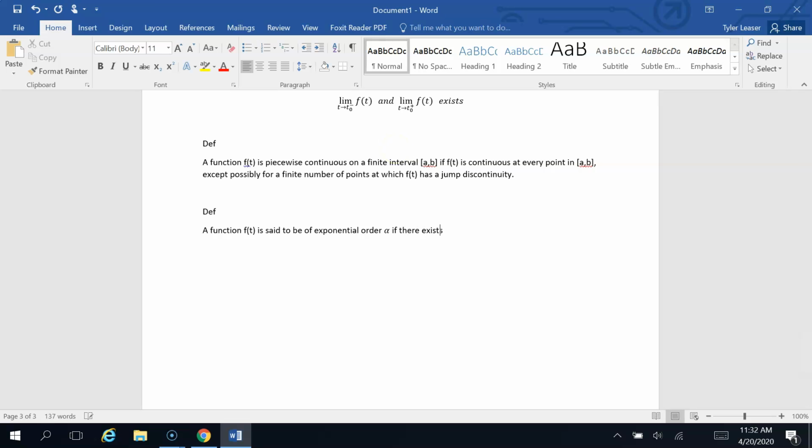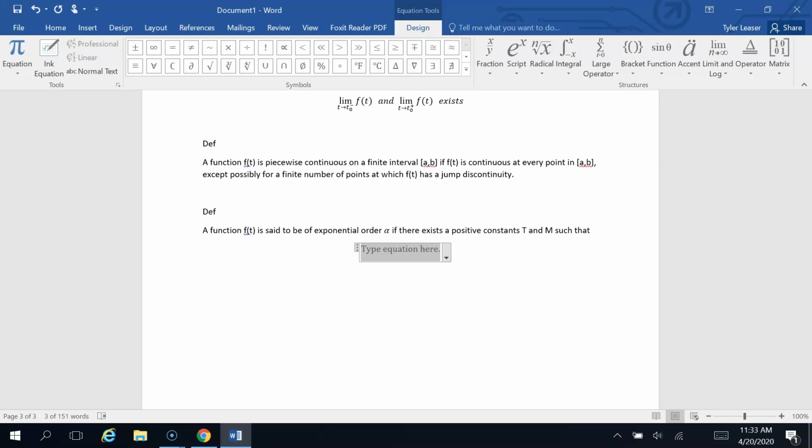If there exist positive constants T and M such that the absolute value of f of t is less than or equal to M e to the alpha t, for which t has to be greater than or equal to capital T.